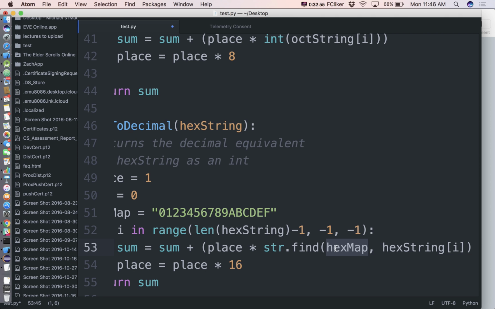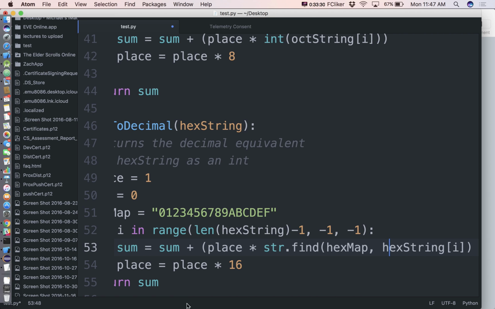So this is the string I'm searching within. Here's the character I'm searching for. If it happened to be the character 0, it would find it at bucket 0. If it happened to be the character 5, it would find that at bucket 5. If it happened to be the character A, it would find that at bucket 10. Does that make sense? So this would give me the numerical value of that character, assuming hexadecimal.